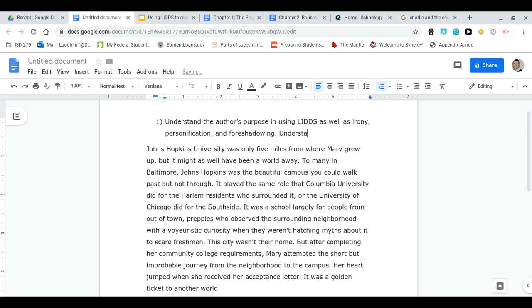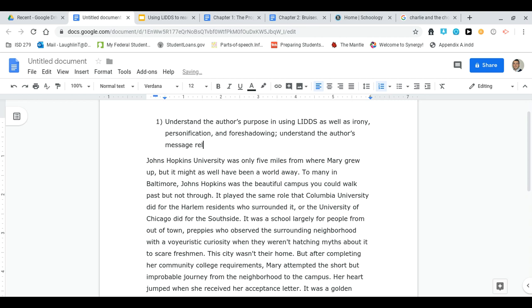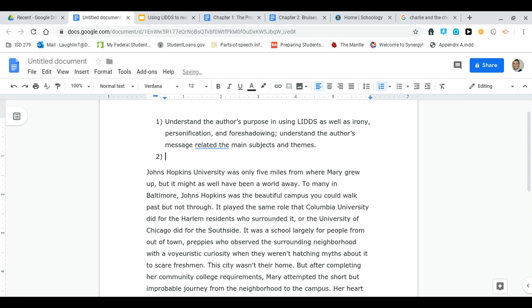We also want to understand, actually I'll use a semicolon because they're related, the author's message as well. So the author's message related to the main subjects and themes. The second part has to do with the text, but it also has to do with you as the reader. And really, we want to talk about the why. So we want to answer the why.